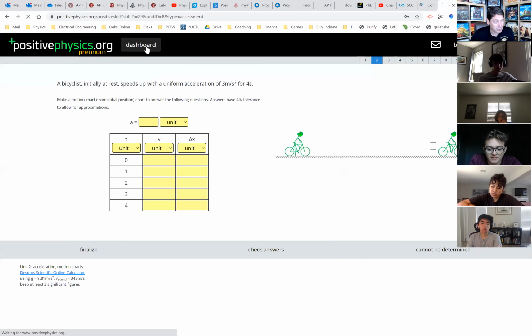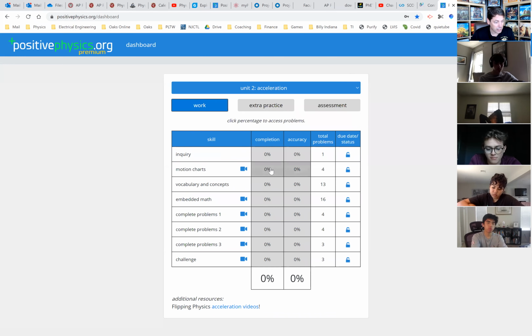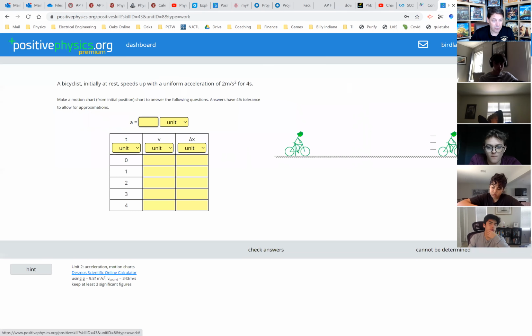Now let's go back to the dashboard. Remember here, these 2 questions are in order. So the first 2 questions are from the motion charts part of the work. If you go back to work and click on the motion charts, there's a video to help you. And there are 4 questions here. This first question is the same as that second assessment question, just with different numbers.